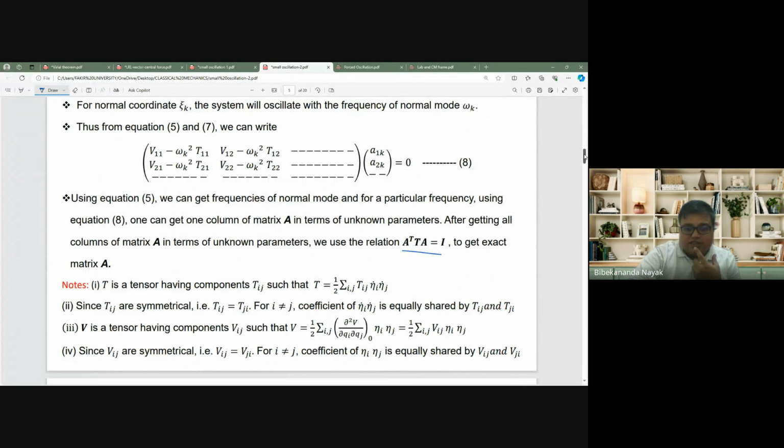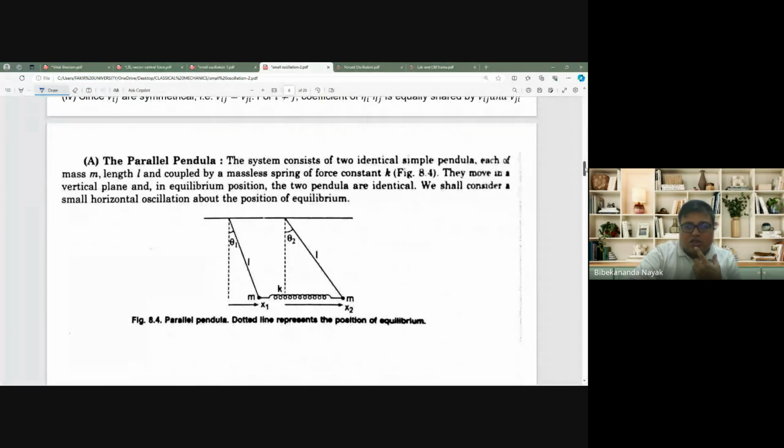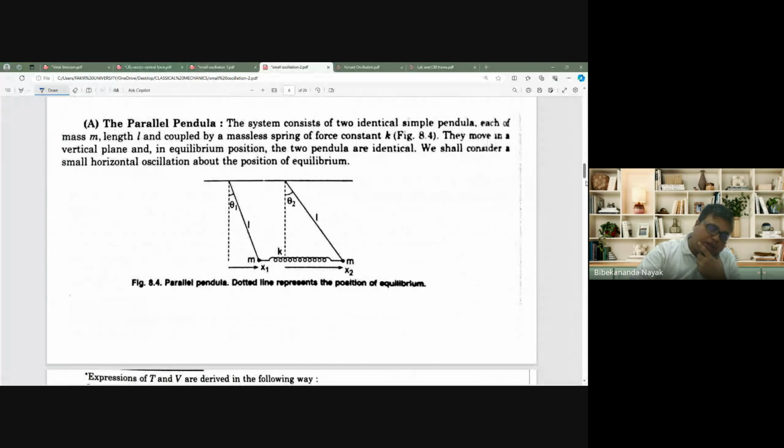We take an example for that. Let us consider the double pendulum, which is given in our syllabus. A double pendulum, two pendulums. This is a two-pendulum system with two coordinates, theta 1 and theta 2. The pendulums are connected by a spring of spring constant k.